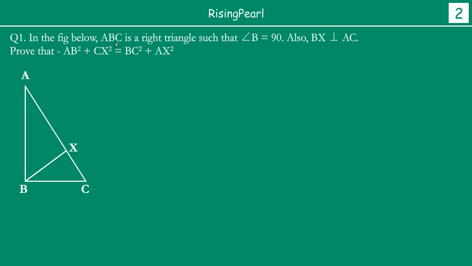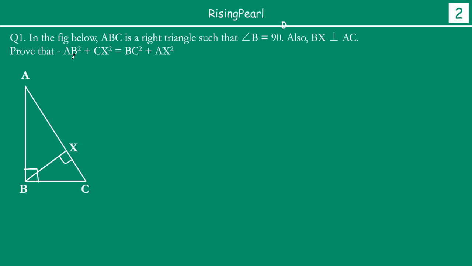In the figure below, ABC is a right angled triangle such that angle B is 90 degrees. So we have a right angle triangle ABC. It is given that angle B is 90 degrees. Also BX is perpendicular to AC. So this line BX is actually perpendicular to AC. This is what is given. Now we need to prove AB squared plus CX squared is equal to BC squared plus AX squared.